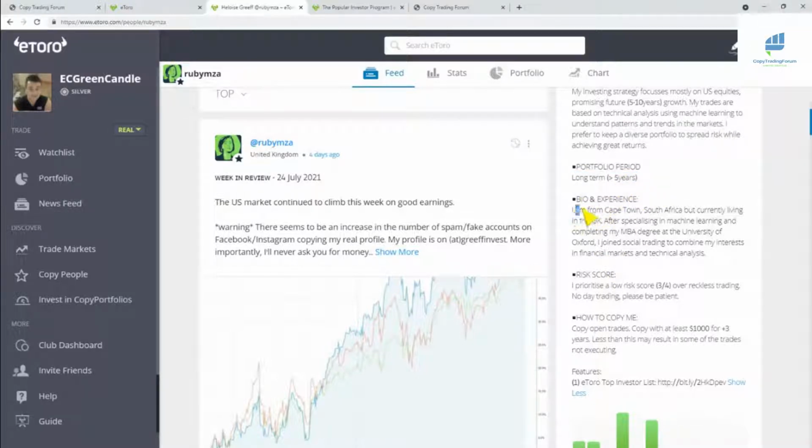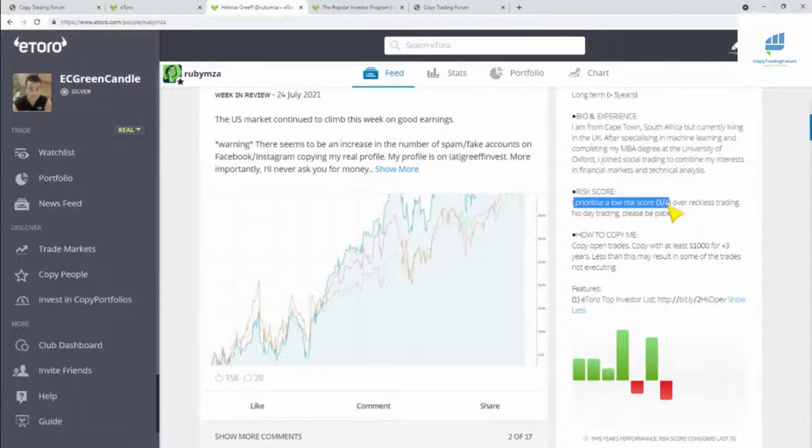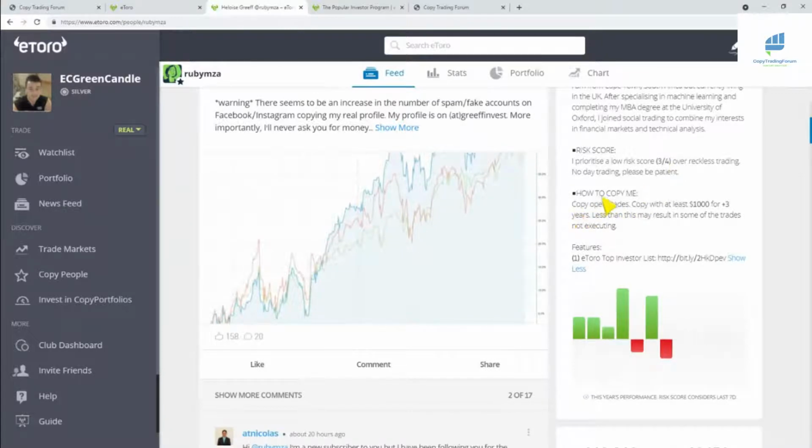And then her bio here, where she's from. She's from South Africa, but she lives in the UK. Her risk score, so she prioritizes her risk score to 3 to 4. So it goes from 1 to 10, 10 being the highest risk and 1 being the lowest risk. That means just how much their portfolio of stocks has dropped in the last month, but I'll show you that in a bit. So if they've dropped by more than 20%, it'll be a higher risk score of 8 or 9. But if they've only dropped by 2%, it'll be around 2 or 3.